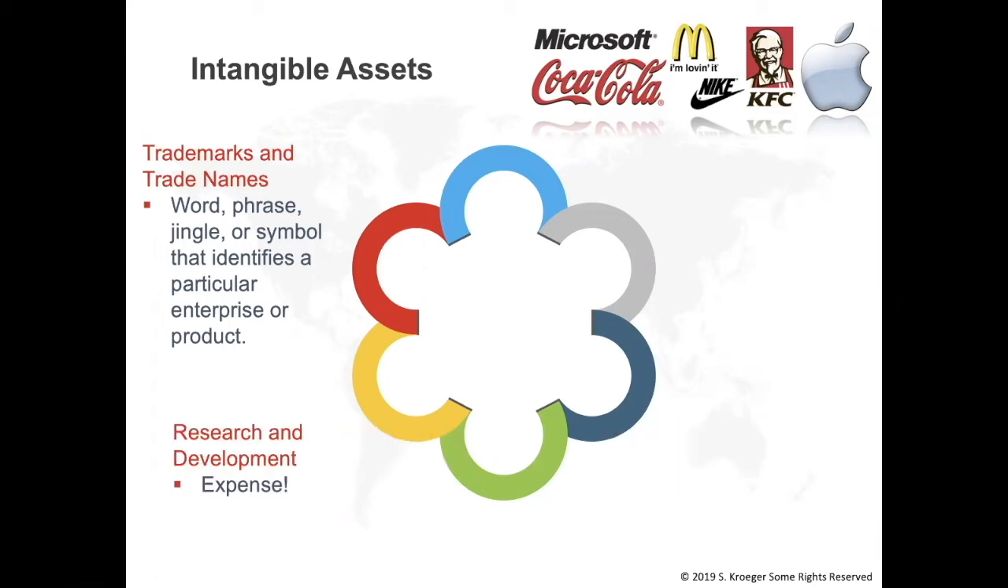Research and development is a very hot topic in accounting. This is actually not an intangible asset. It's going to be an expense. We're going to expense it as we use it. The reason why it's grouped here is because many companies look at this as an intangible asset. Think about the pharmaceutical companies that are spending billions of dollars developing new medications for us. They want to capitalize this cost with the invention, the medication, the product that they're making, and amortize it.